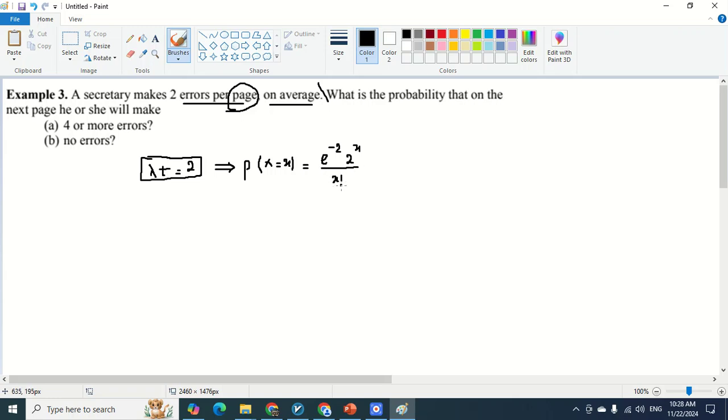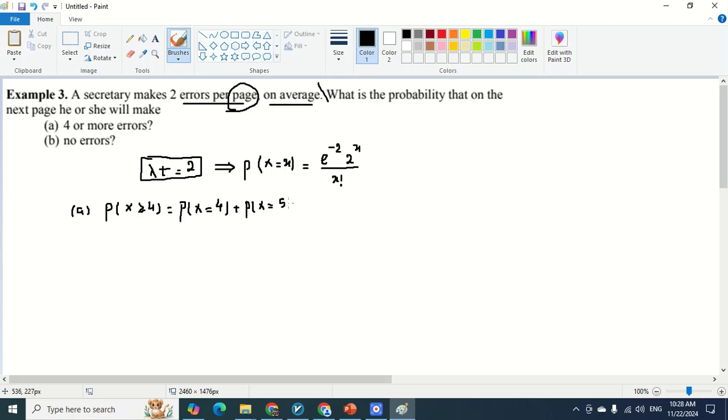So now at part A, we ask you to calculate the probability of getting 4 or more mistakes or errors. So I'm looking for the probability of X greater than or equal to 4. But if you want to calculate that expression directly, you should calculate it up to infinity. This probability contains the probability of X equal to 4, or X equal to 5, or X equal to 6, and so on. It starts from 4 up to infinity: probability of X equal to 4, plus probability of X equal to 5, probability of X equal to 6, probability of X equal to 7, and so on.